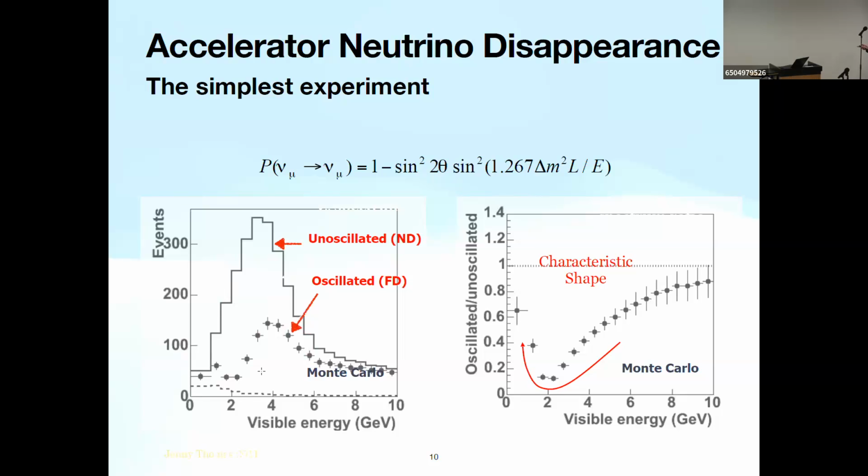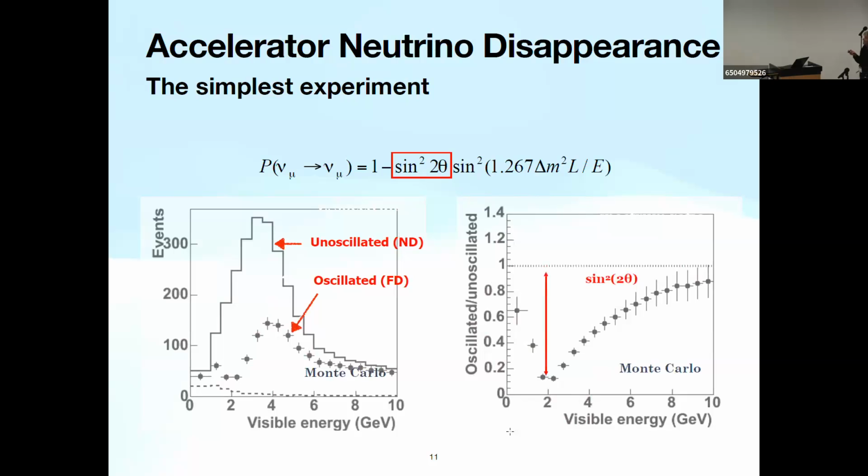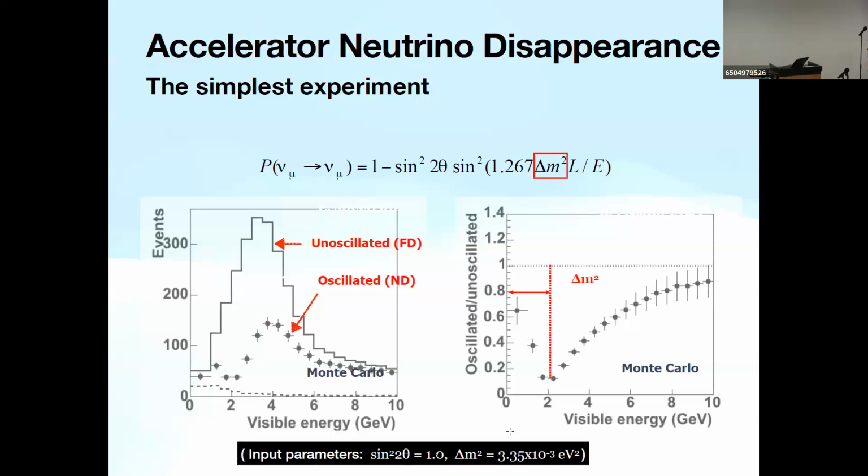You can take the simple ratio there, and you see this characteristic shape here, which is evidence of oscillation. The depth of the dip is related to the mixing angle, and the position of the dip is related to delta m squared. And that's really all there is to it.